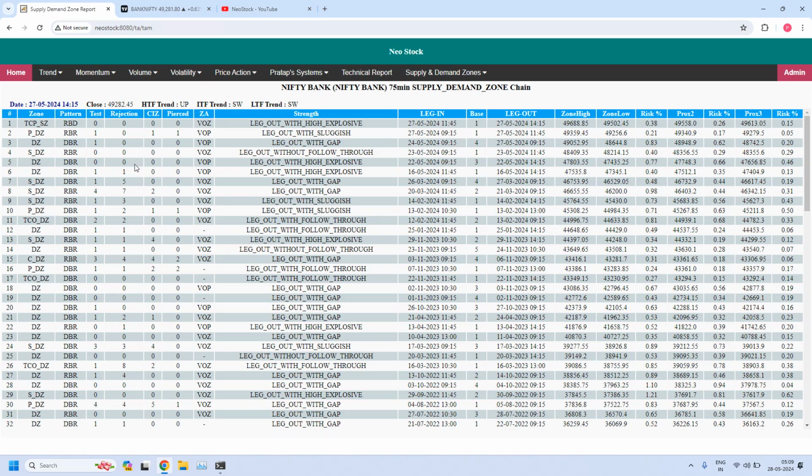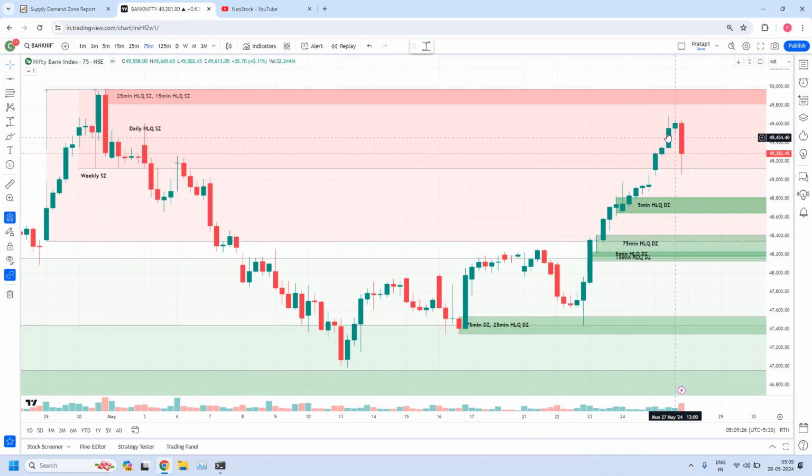And let us look into the supply demand zone chain. This is a high liquidity supply zone created today at 11:45, one base candle. This is the one, because this is a rally candle, the higher wick of all the three candles. So legging is having higher wick, so you should draw the zone like this.